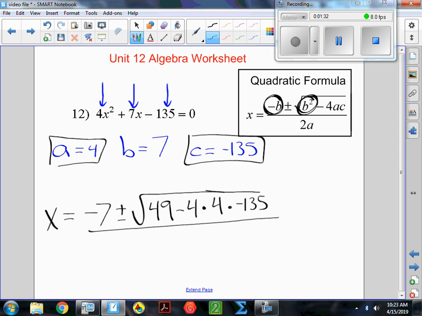I'm not going to write down 2 times 4 because I know 2 times 4 is 8. I don't want to type that into my calculator. I just want to know what that is. Maybe I type in 2 times a in my calculator, but I don't want to do that when I'm trying to use my calculator to do the quadratic formula.